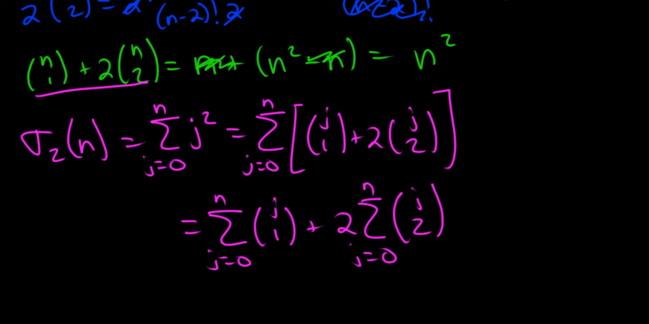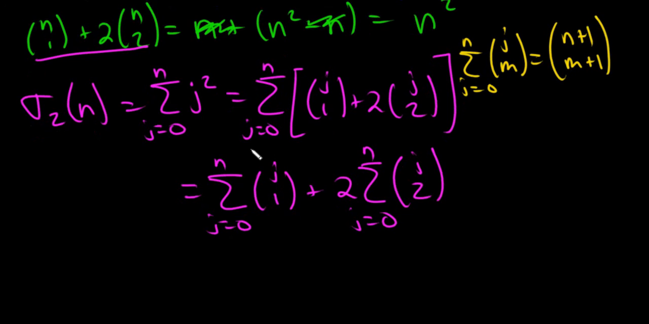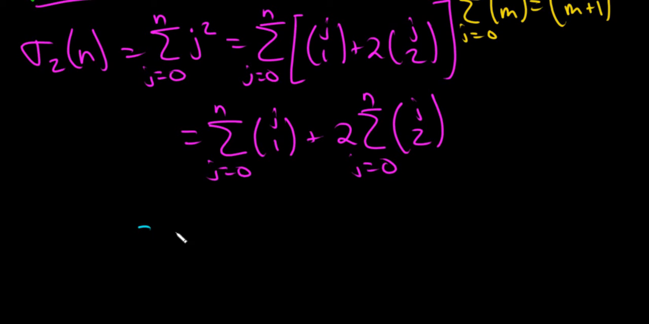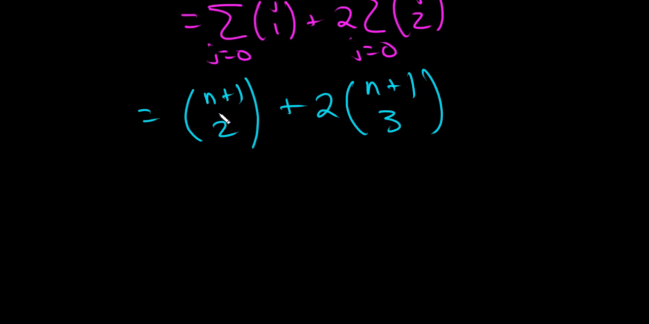And these sums are of the form of the hockey stick identity. Remember, the hockey stick identity tells us the sum from j equals 0 to n of j choose m is equal to n plus 1 choose m plus 1. And that's exactly what we have here. So let's simplify them using the hockey stick identity. And what we get is that this is equal to n plus 1 choose 2 plus 2 times n plus 1 choose 3. And now we're almost there. We've gotten rid of the sum signs.